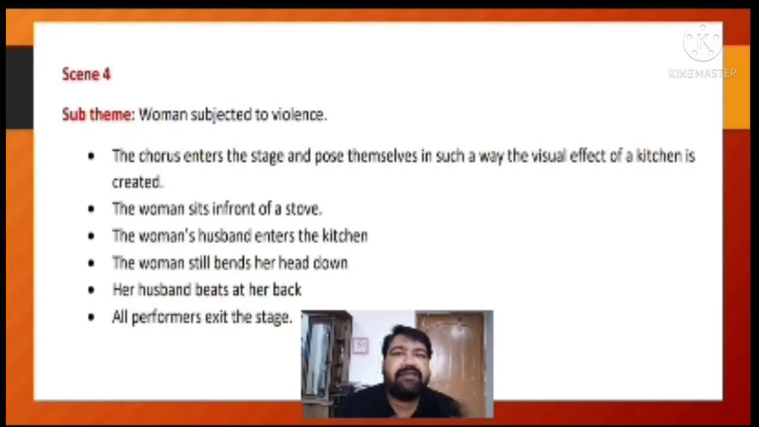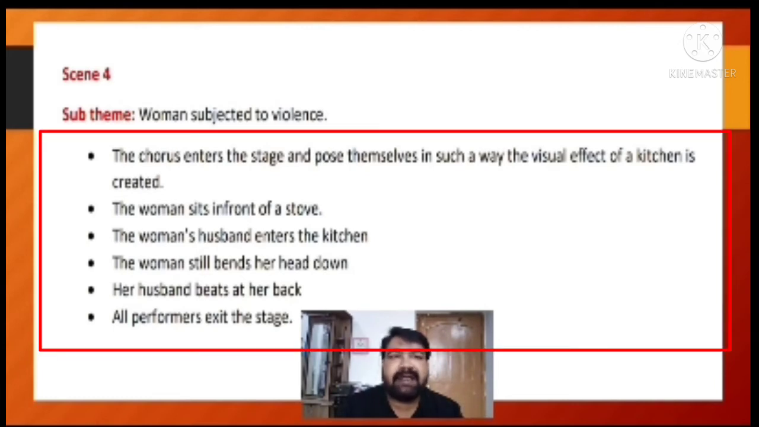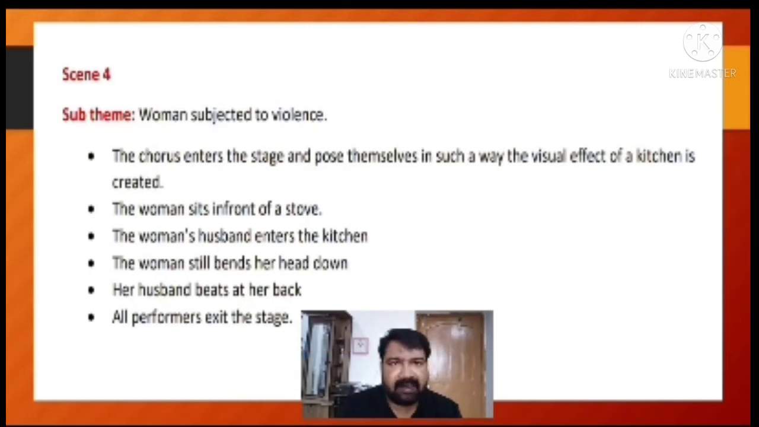Here we go with scene 4 sub-theme, woman subjected to violence. Let's write like this. The chorus enters the stage and pose themselves in such a way that the visual effect of a kitchen is created. Then the woman sits in front of a stove. After that, the woman's husband enters the kitchen. Then the woman still bends her head down, showing great respect to her husband. After that, her husband beats her back. After that, all the performers exit the stage. So this is the scene 4 sub-theme.